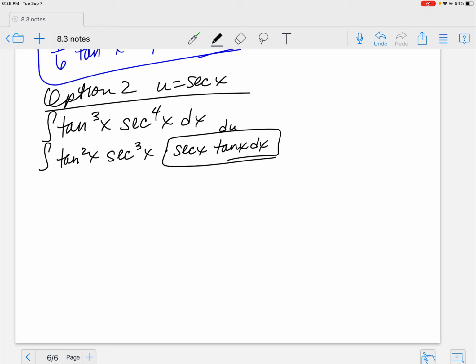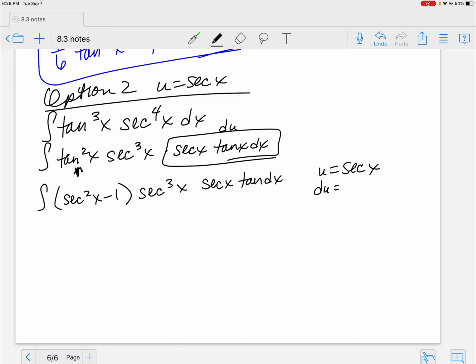Which means if my u is going to be secant, then everything has to be in terms of secant. So I'm going to rewrite that tangent squared as secant squared minus 1. And secant cubed x, and then I've got my secant tangent. So if u is secant, du is secant tangent, and there it is. u squared minus 1, u cubed, du. We're back to a polynomial.